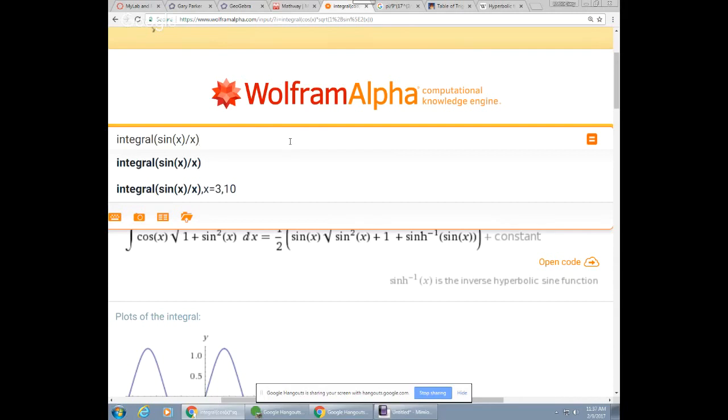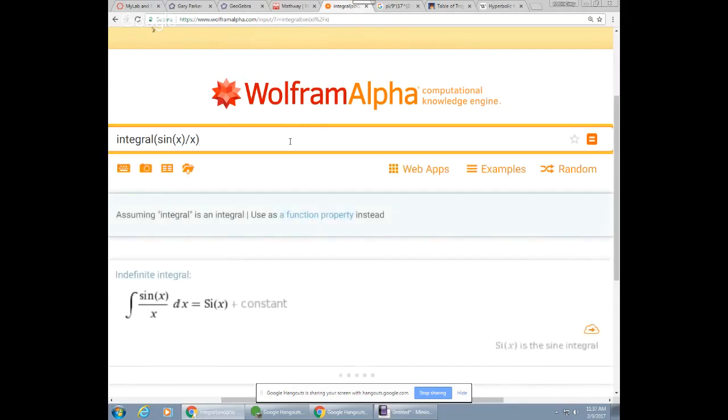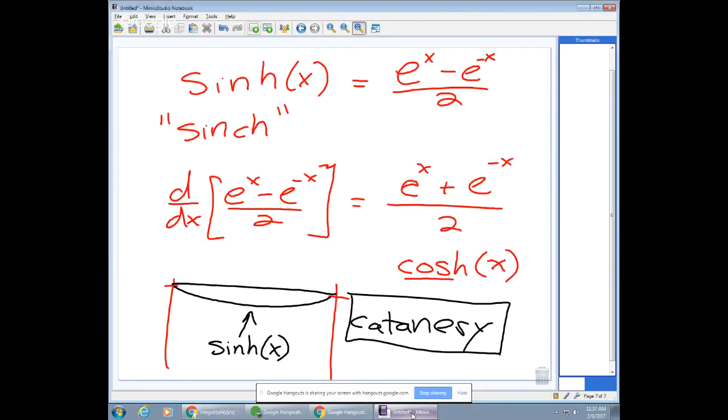Sine of x over x, and you've looked at the limit of that before, right? As x goes to 0, this goes to 1. But what happens if you try to take the integral of it? Is there an antiderivative? If we ask Wolfram Alpha, it's going to say yes, the antiderivative is the Si function. Oh, what's the Si function? Well, I'll show you what the Si function is.